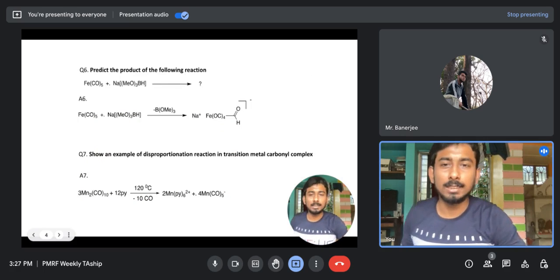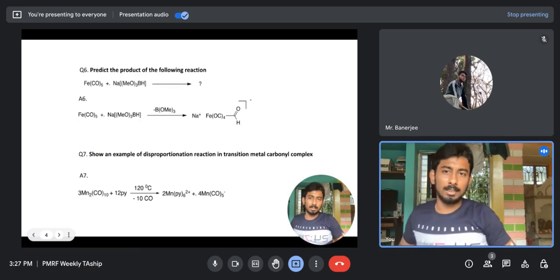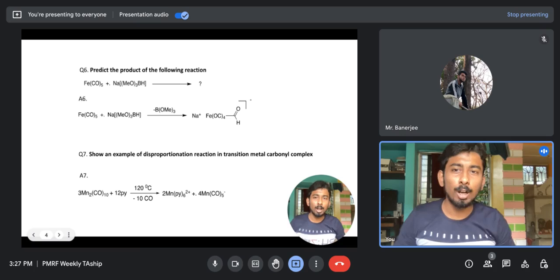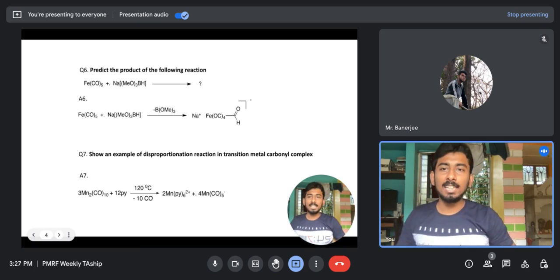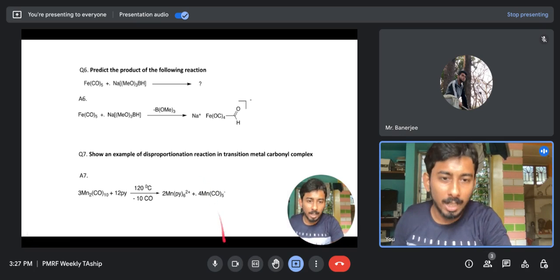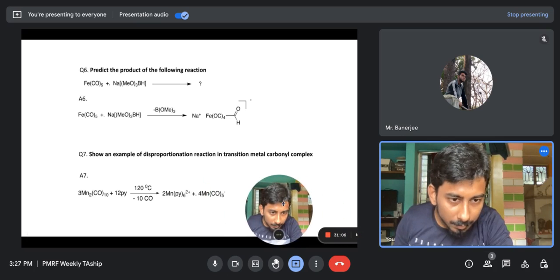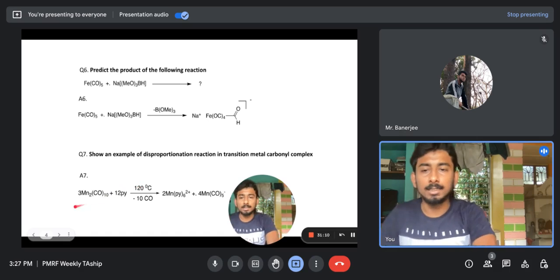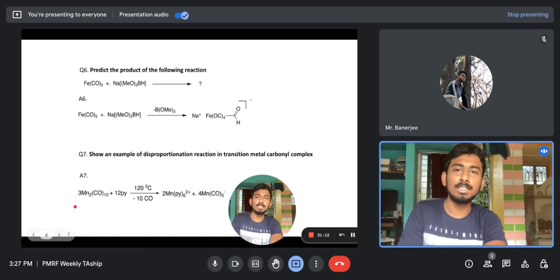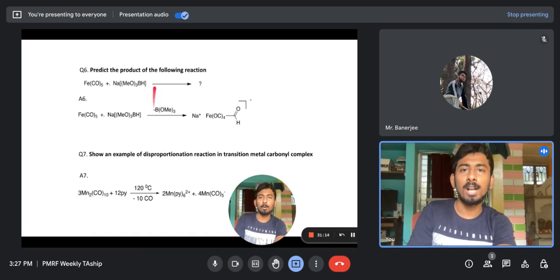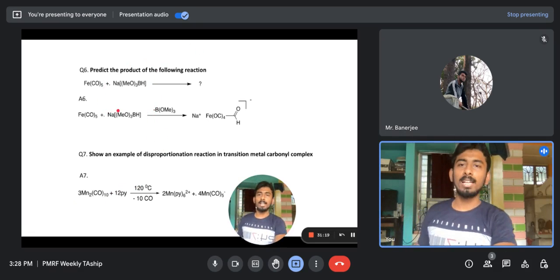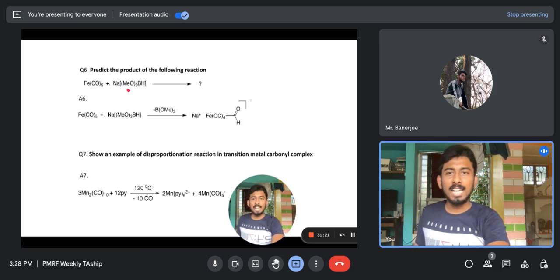Now we shall come to the next part, where we will be discussing several reactions: how hydrides react with transition metal carbonyls. The first reaction is the product of the following: Fe(CO)5 reacted with sodium trimethoxyborohydride. So what is the product?